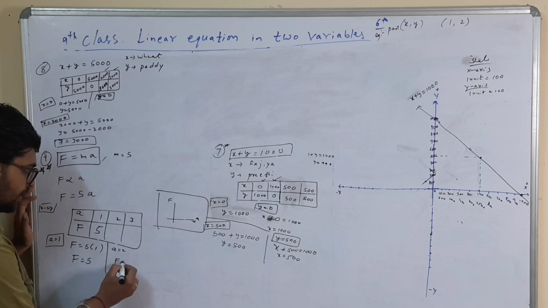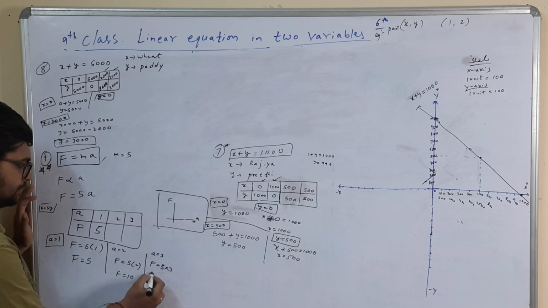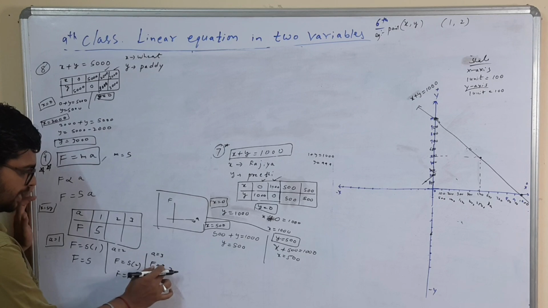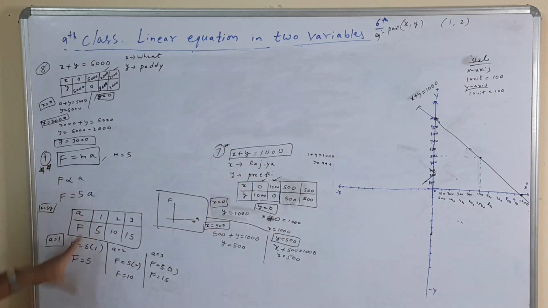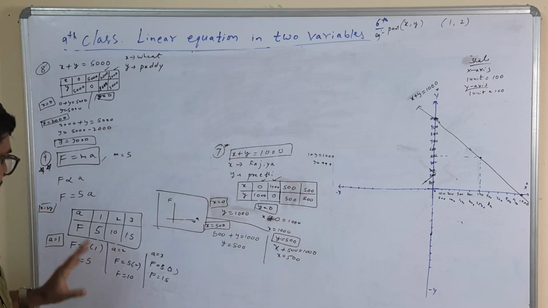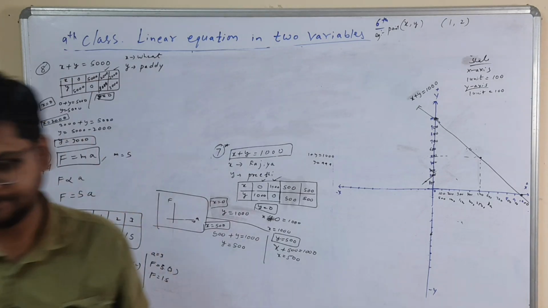When A is equal to 2, F is equal to 5 into 2. So F is equal to 10. Okay, next when A is equal to 3, F is equal to 5 into 3, put a bracket, 15. So this is 10, this is 15. Now it's easy to put in the graph. These simple values, 1 to 3 up to 15, you can take in the graph and plot. Okay? So this is the 9th question. Next question we'll discuss.